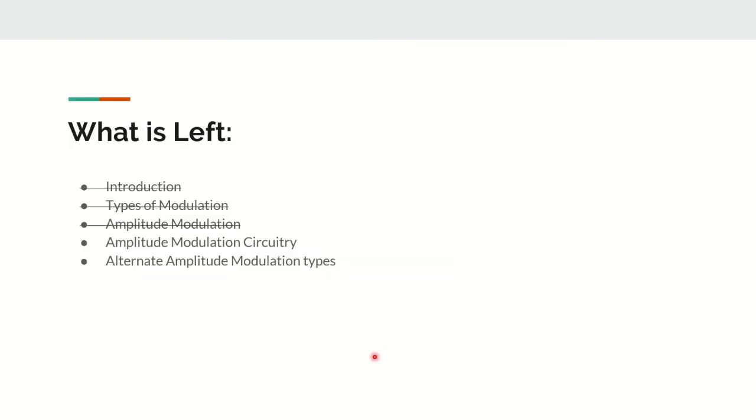So that wraps up our overview of AM modulation in the time, frequency, and phasor analysis, as well as an analysis of the power. Next, we're going to be doing an overview of the circuitry involved in modulation. So that's going to be the circuits involved in modulating a signal and, of course, demodulating that signal.